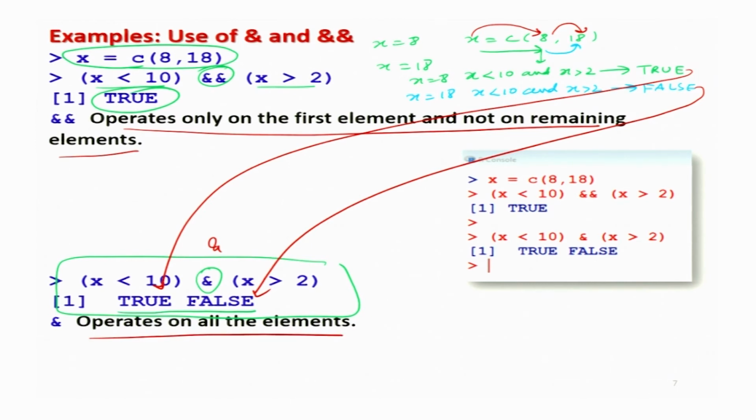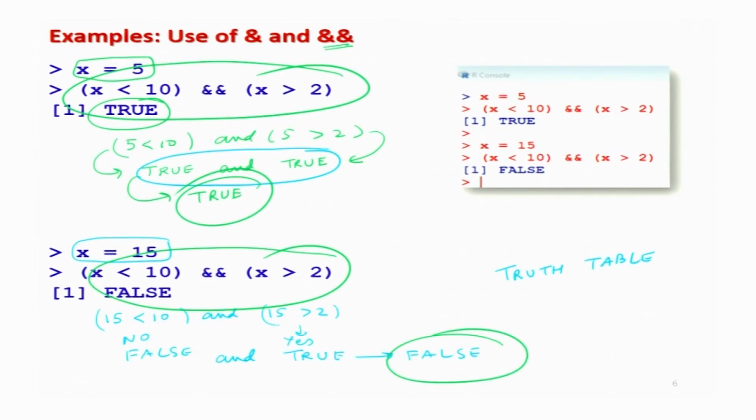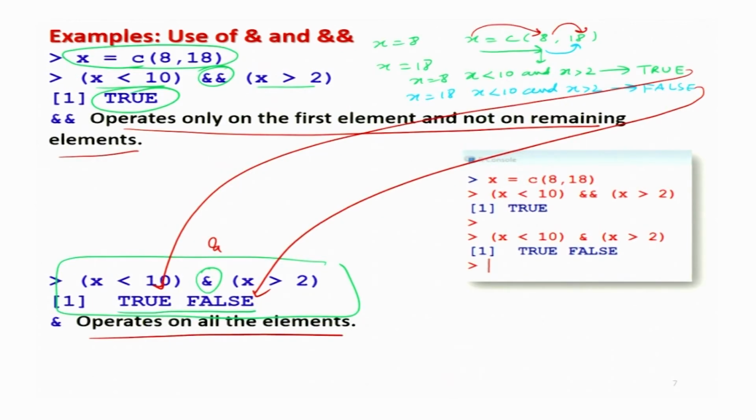But once again, why was this problem not there when you were working here and here? Because you were dealing only with a single value, and then you were using double AND operators. So the double AND operator works only on the first value, and since there is only one value, that one value is the first value, and that is why you could not face this type of problem. And as soon as you consider a data vector where you have more than one value, you observe this problem.